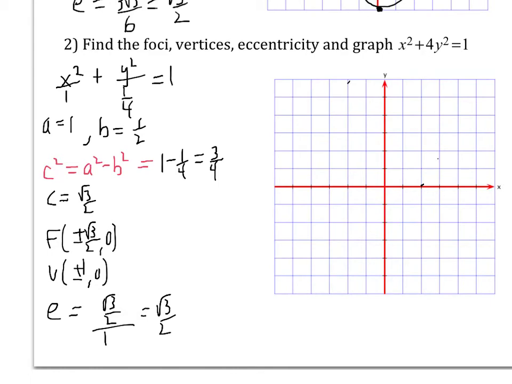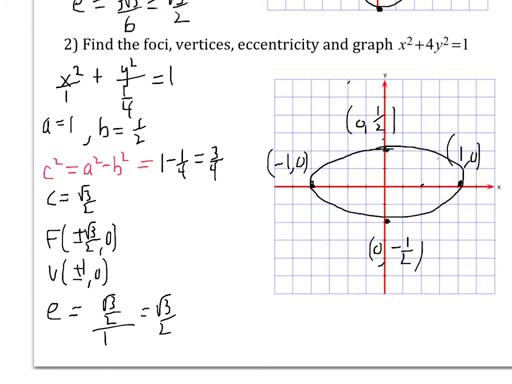So we got 1, 2, 3, 4, 1, 0. This is negative 1, 0, right? This would be, 2 of them would be 1/2. 0, 1/2. Whoops, what's going on around here? 0, 1/2. 0, negative 1/2. Anyway, so the equation looks kind of like this. All right, let's keep on going.